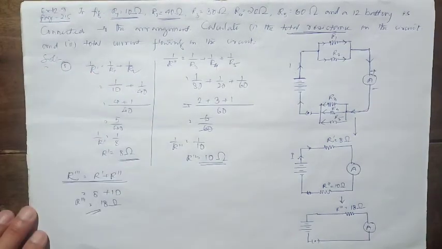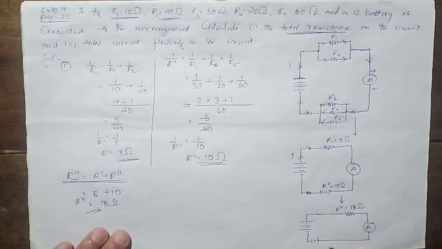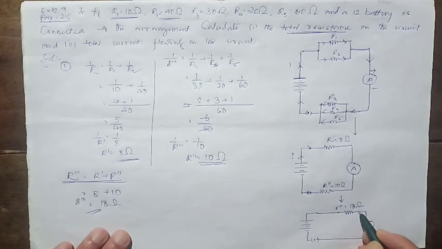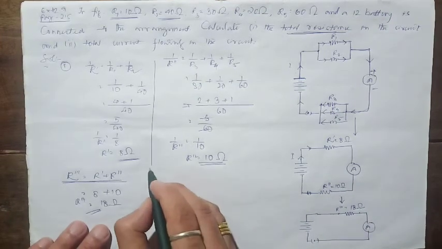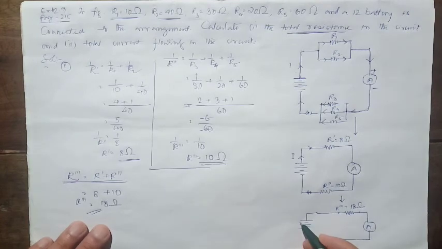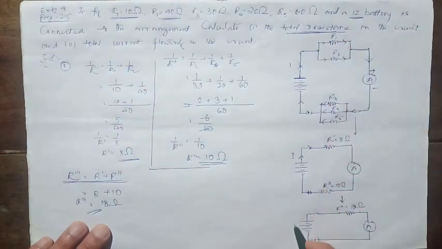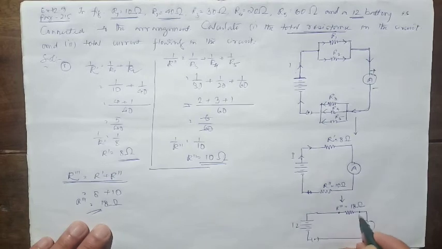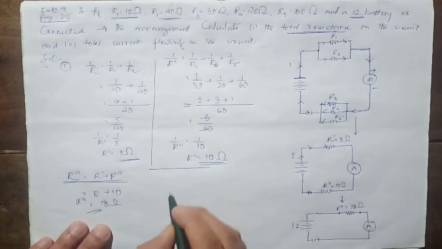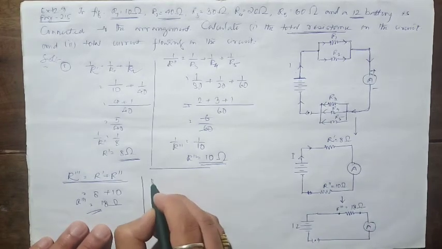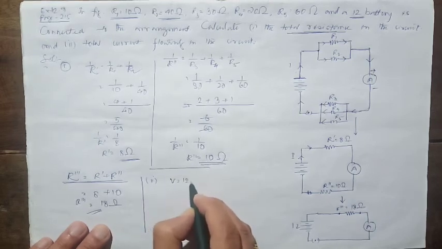Now the second and the last part of this question is to calculate the total current flowing in the circuit. Now student, the voltage developed across this resistor is the battery voltage. How much is the battery voltage? It's a 12 volt battery. That means the potential difference developed across this resistor is 12 volt. So V equals 12 volt.